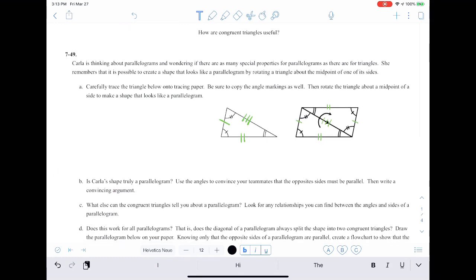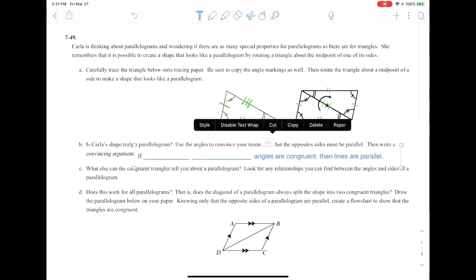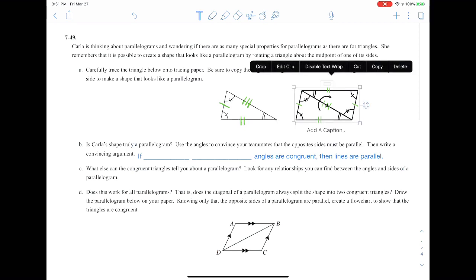Now, read letter B and see if you can answer what they're asking. Hit pause and then play when you're ready. To answer letter B, let's use a conditional statement. If blank blank angles are congruent, then the lines are parallel. Try to fill in the blanks based on this shape. If you can't really remember, maybe look back at your notes or your toolkit from Chapter 2. Hit pause and then play when you're ready.